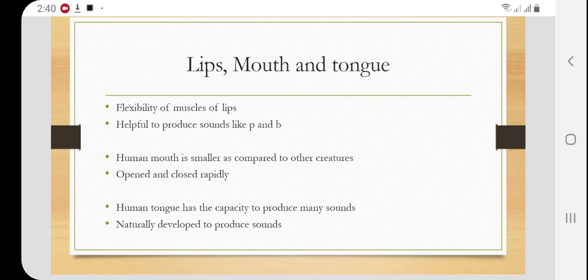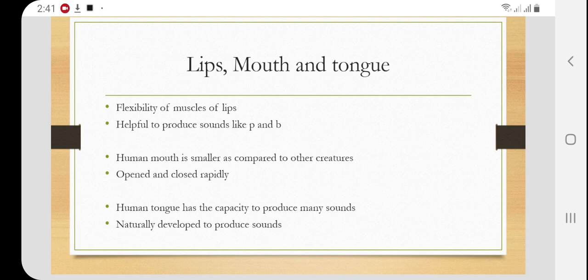Then we talk about the mouth. The human mouth is much smaller compared to other big animals, and we can open and close our mouth in a very short period of time. When we speak, our mouth opens and shuts, opens and shuts, carrying on thousands of times. In 1 hour or 2 hours, we open and shut our mouth without ever noticing it. While speaking, you can notice your mouth opens and shuts, but animals do not have the same ability to open and shut their mouths at such a rapid pace as humans can.